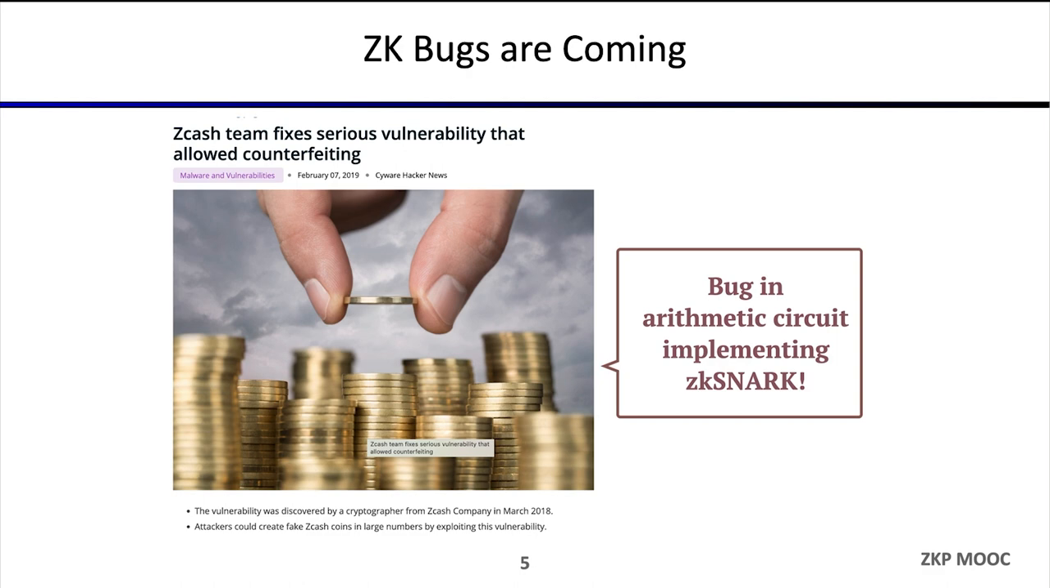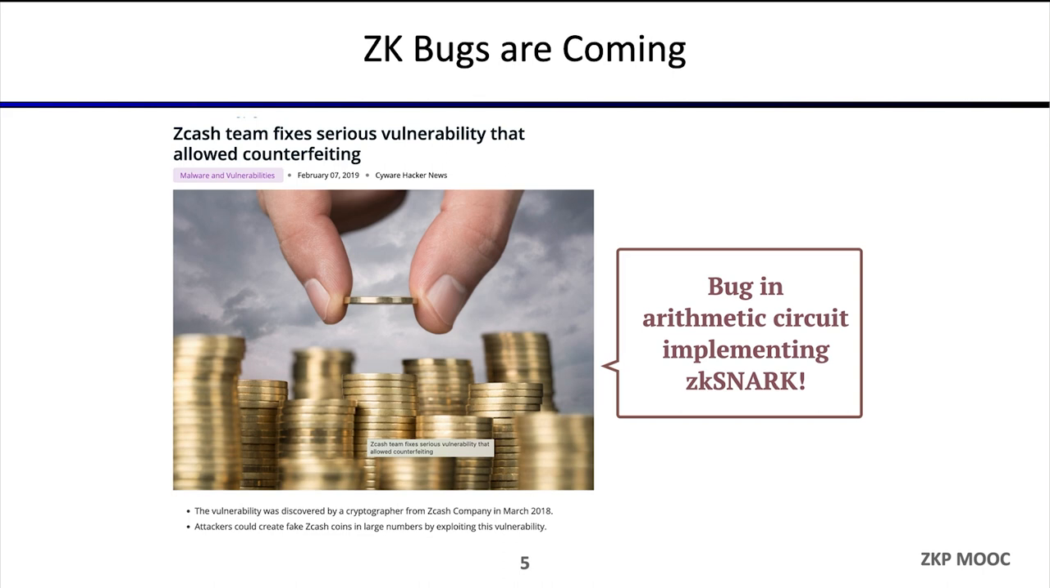And last, but also relevant to today's topic, I also want to point out that bugs can also arise at the level of zero-knowledge proofs, which is not very surprising, right? Because zero-knowledge proofs are written by humans, and we know that humans all make mistakes. For instance, in this case, a soundness bug in the ZK-SNARK proof protocol can allow an attacker to create fake Zcash coins out of nowhere.